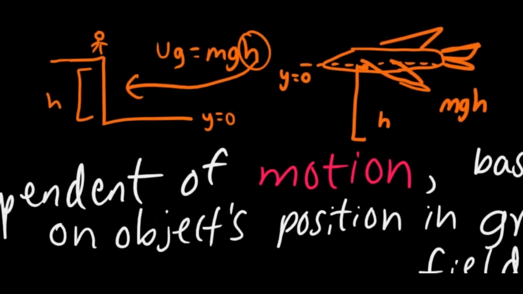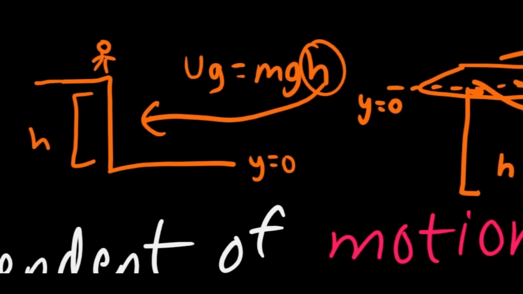Well, the important thing here is to identify what we call the horizontal zero line. So if I have this guy on a cliff, right, and I use mgh, which is the equation for gravitational potential energy, I can call the base of the cliff, the ground, y equals 0.